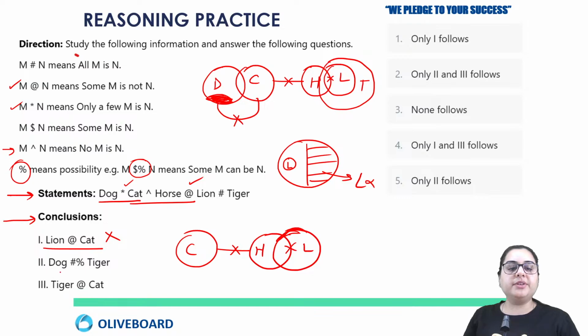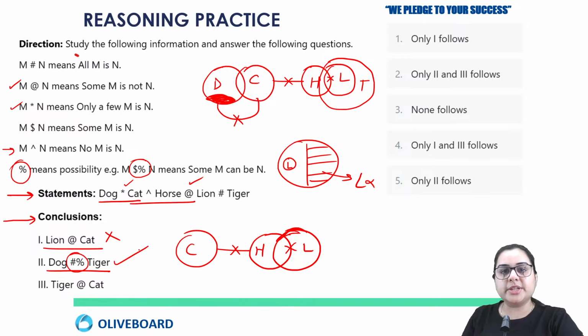Okay. Second one is dog and tiger, and there are two symbols that he is asking in possibility. And hash means all dog is tiger is a possibility. So can all dog go in tiger? Yes, it can go. All dog cannot go in cat, but all dog can go in tiger. So the second one is correct.